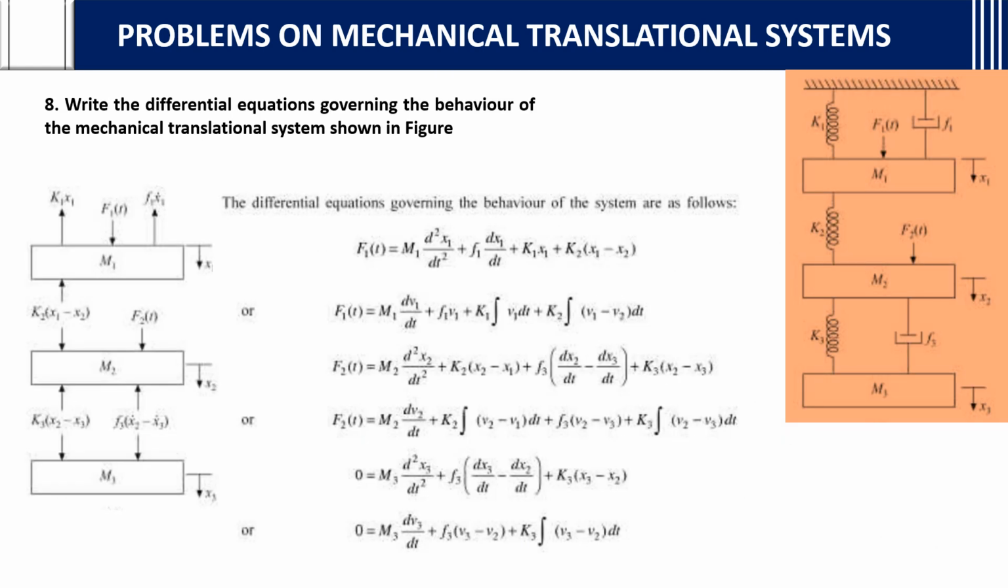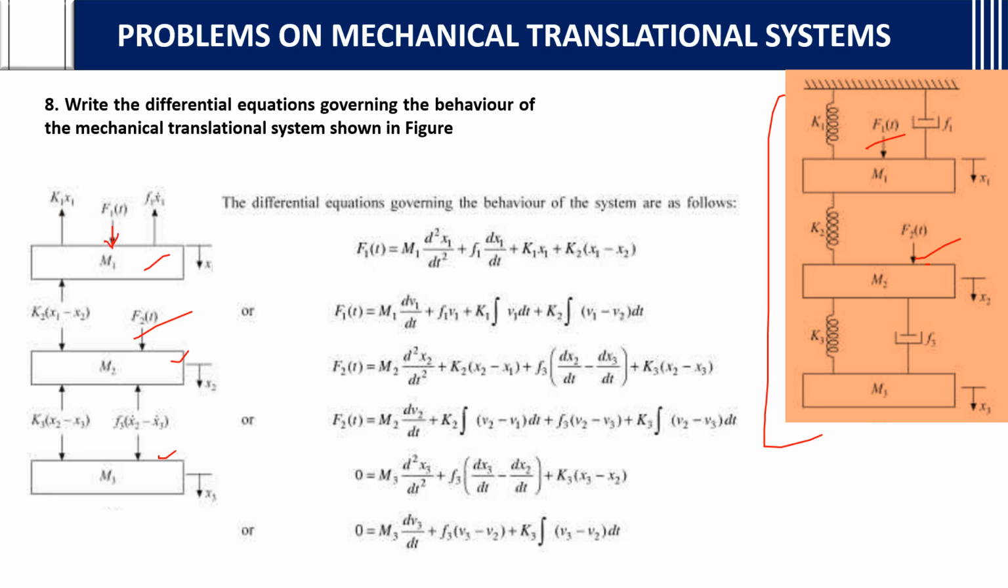Then write the differential equations governing the behavior of the mechanical translational system. See, by seeing this you will feel it is so tough, but it is very easy if you know the concept. How will you write? You will write M1, M2, M3. Here they have given two forces, F1 of t, F2 of t. Then what is connected with this? K1 into X1. Here, if the force is in this direction, the other elements will be in the opposite direction. It will not move in the same direction. If you are applying force in one direction, it is going to move in the opposite direction.